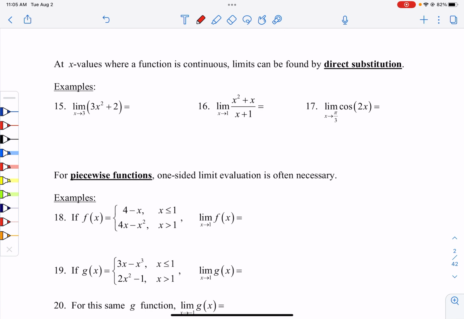So on number 15, the limit as x approaches 3, here's my f of x function. What's that limit going to be? The first thing I always try to do is take that x approaching 3 and plug it right into the function. 3 times 3 squared plus 2. 3 times 9 plus 2, that's 27 plus 2. The answer is 29. The limit of this function as x approaches 3 is 29.